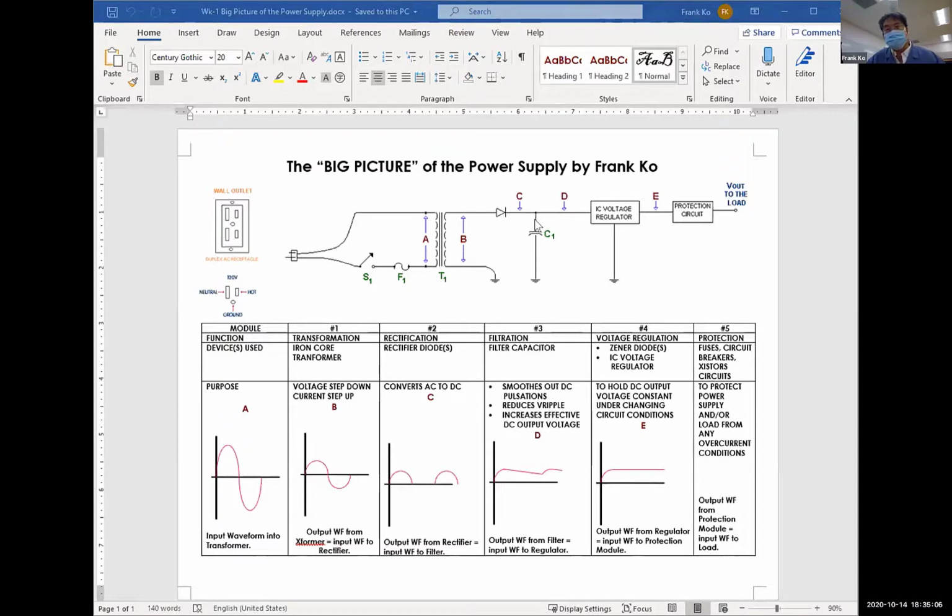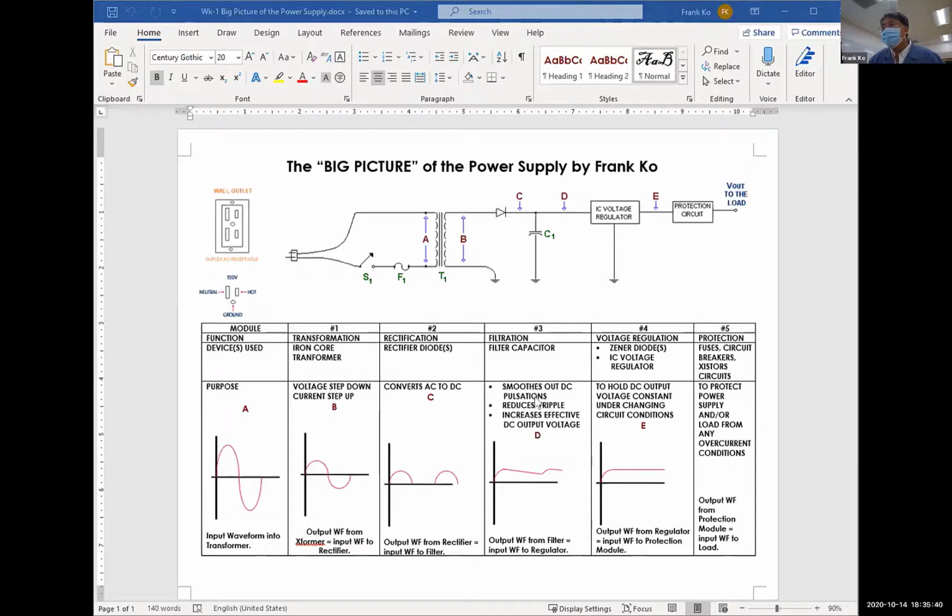Take a look at module number 3. Module number 3 is called what function? Filtration. Ends with what 4 letters? TION. What type of device is used to accomplish this? A filter capacitor. Okay, filter capacitor. You can't just use any old capacitors. You have to use something very specific, and the most effective ones that are used by most power supplies are some sort of an electrolytic capacitor. Okay, some sort of electrolytic capacitor.